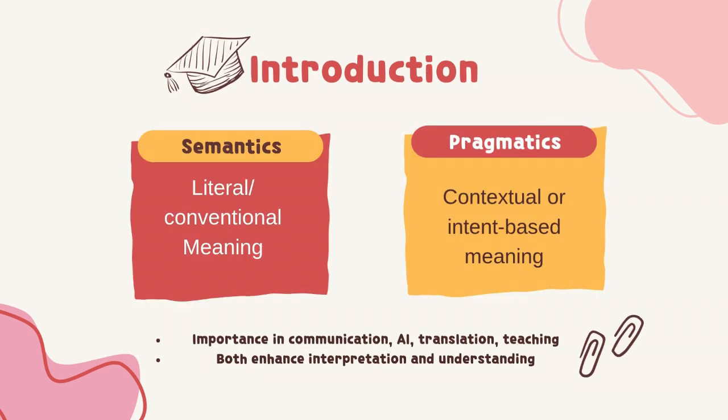Okay, for the first material is about introduction of semantics and pragmatics. Semantics is the study of meaning in language. The goal is to understand how language encodes meaning. Focus areas: word meaning, sentence meanings, and synonym. While pragmatics is the study of how context influences the interpretation of meaning. The goal is to understand how meaning is influenced by the speaker, listener, situation, and cultural norms.